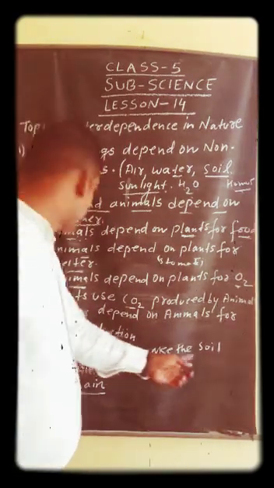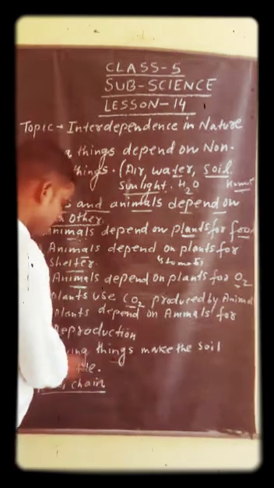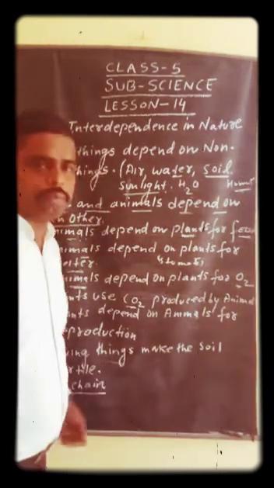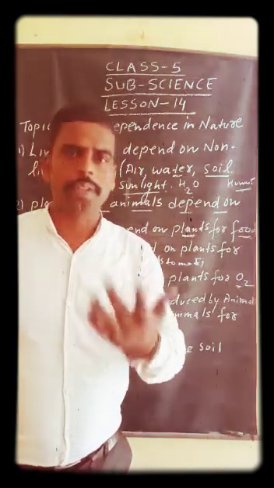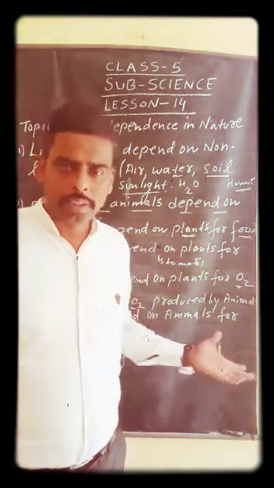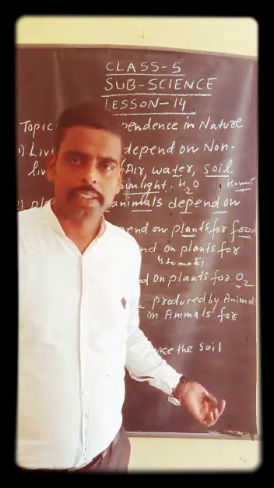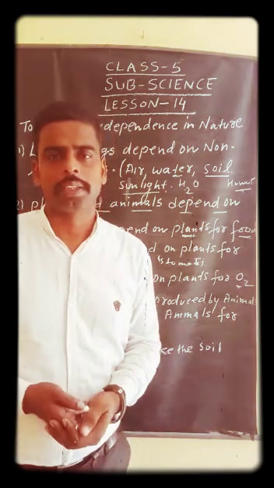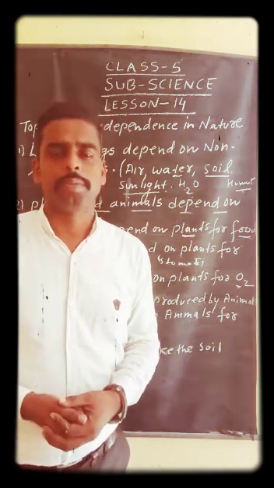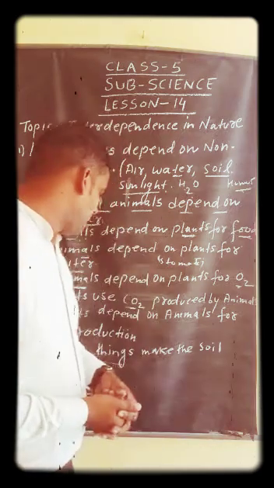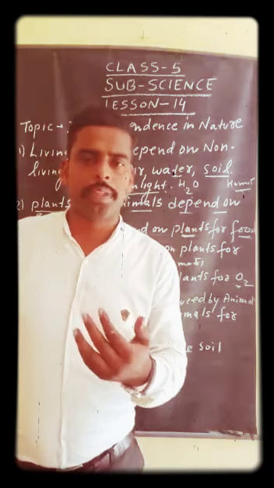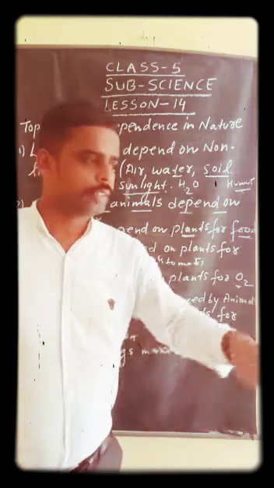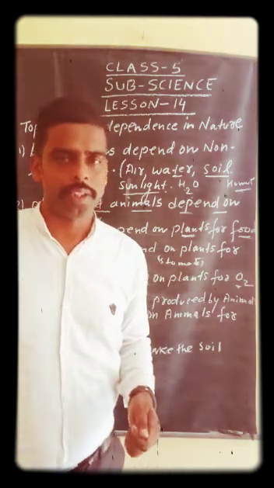Living things make the soil fertile. How? Suppose you see the earthworm. When earthworms are present in the soil, they are the friends of the farmer. When the earthworm dies, it decomposes in the soil and makes the soil fertile. That's why many farmers use red worms in their fields to make the soil fertile.